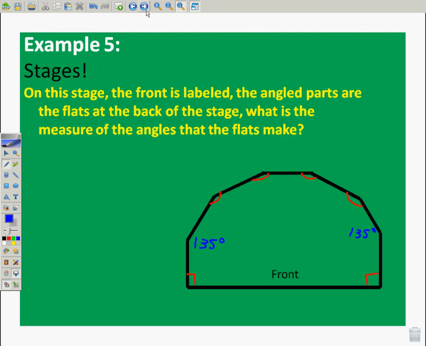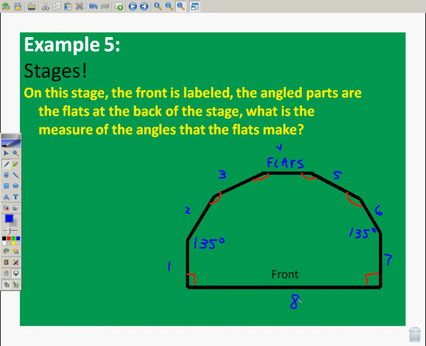Next example. We have a stage here. If you're not a sports fan and you're a fan of the theater, here's the stage. Back here are the flats that make up the background, and the front of the stage is obviously marked. We're trying to figure out the angle between each of these, and notice we have 4 congruent angles. We don't know what they are. We need to figure out how many sides there are to this shape. Let's count them: 1, 2, 3, 4, 5, 6, 7, 8 sides. So this is an octagon.